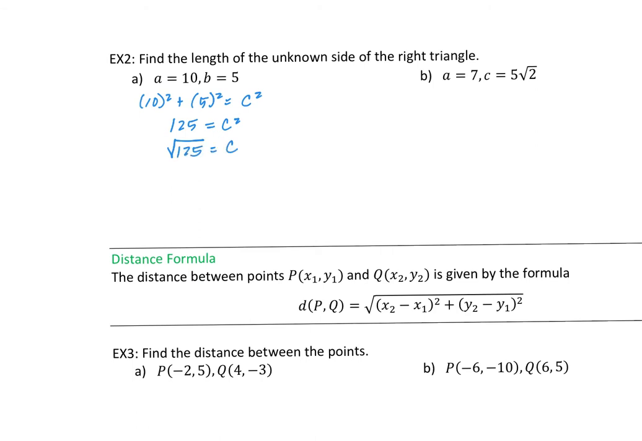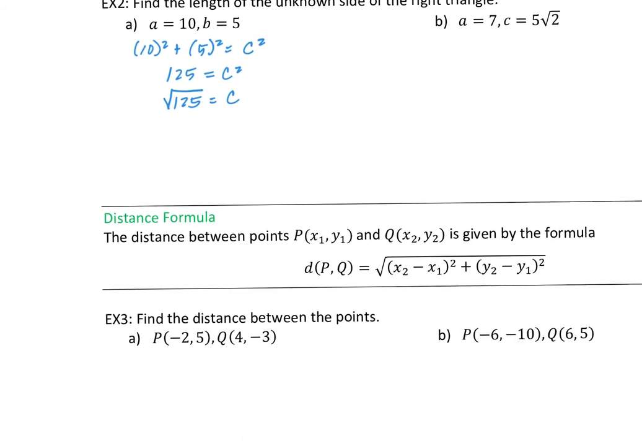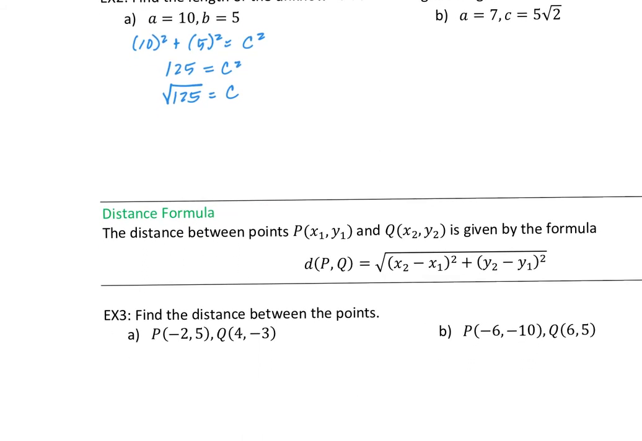So if possible, I want to write that in simplest form. Now 125 is simply 25 times 5. So since this is 25 times 5, the square root of 25 is simply 5. And my c value is 5 square root of 5.